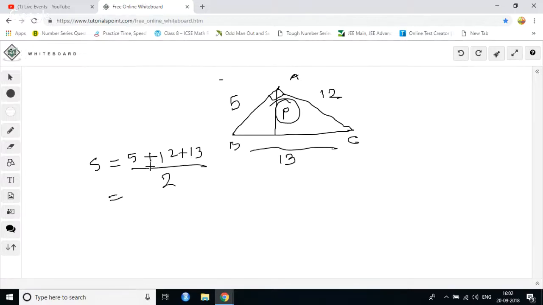How much would it be? 12 plus 13 is, sorry, 25. 25 plus 5 is 30. 30 divided by 2 is how much? 15. So S is 15.